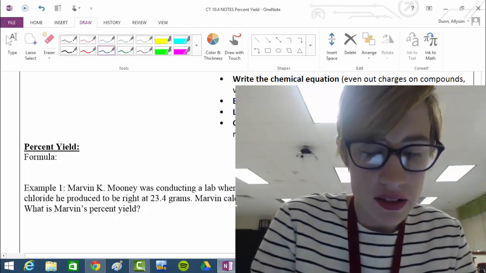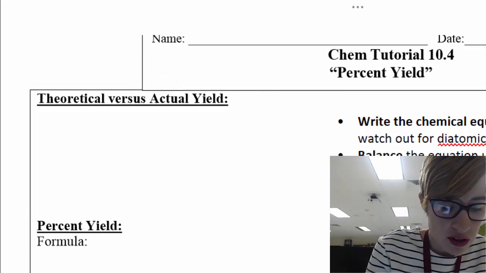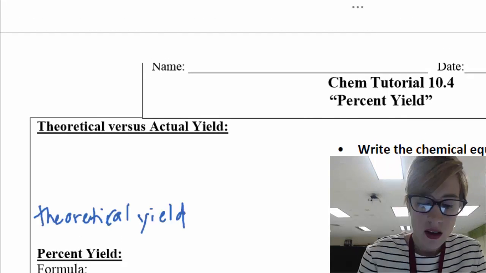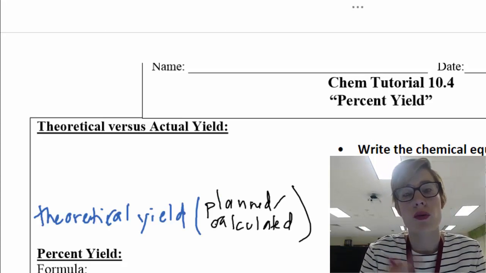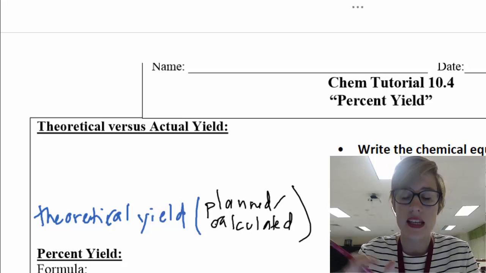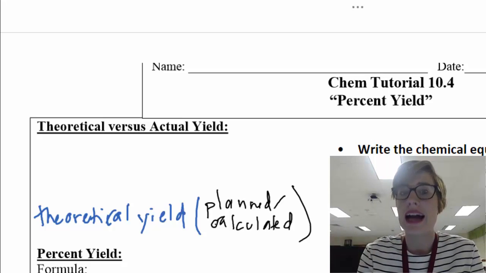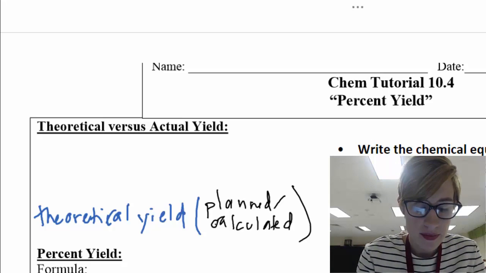So let's write out these 2 terms because they're going to be important terms in this lesson. The first is theoretical yield. Theoretical yield is whatever we planned to make in the lab or whatever we calculated, okay? You can always find theoretical yield by taking grams of your reactants and converting to how much product would be produced.